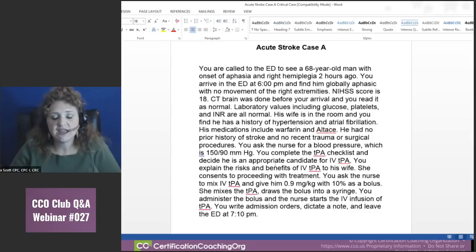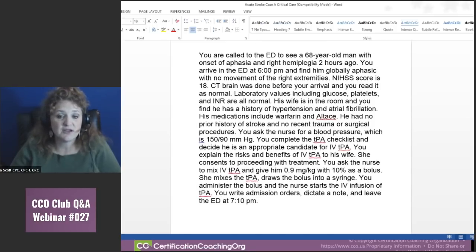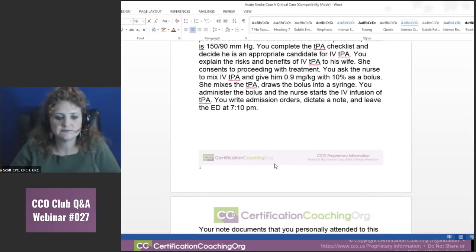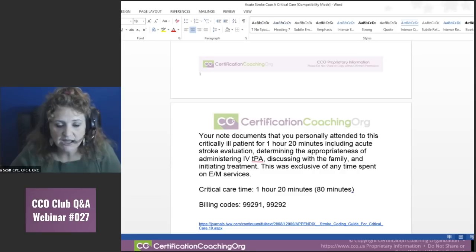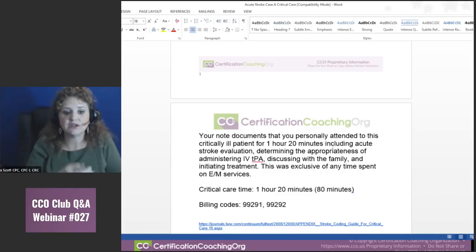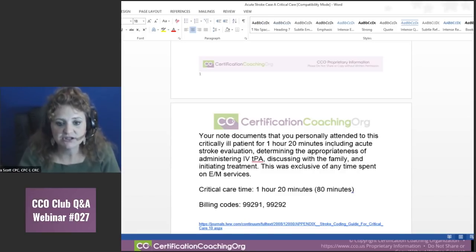And everything here indicates the patient's critical, right? Because if you had to have TPA, you're critical. So what do we know? You're going to document that you personally attended a critically ill patient, and we've established that they're critically ill, for 1 hour and 20 minutes, including, this is where you're backing up what you did, a stroke evaluation.